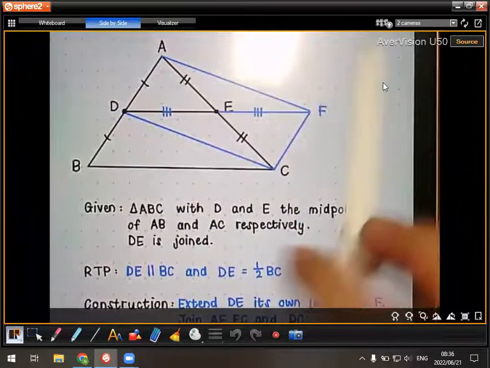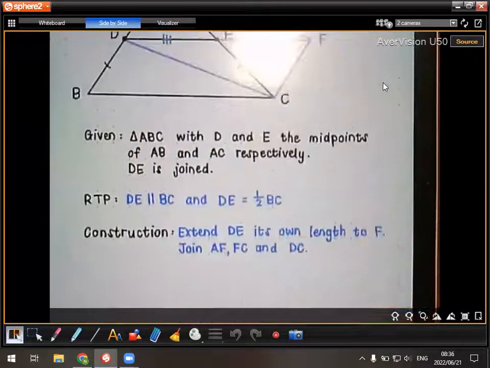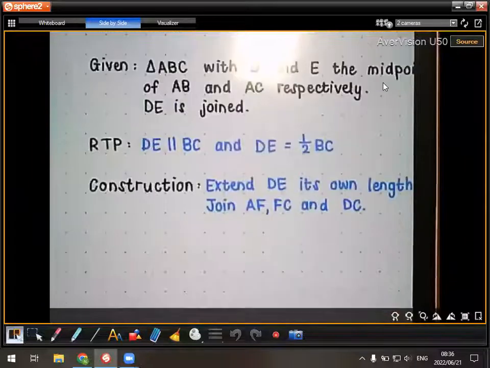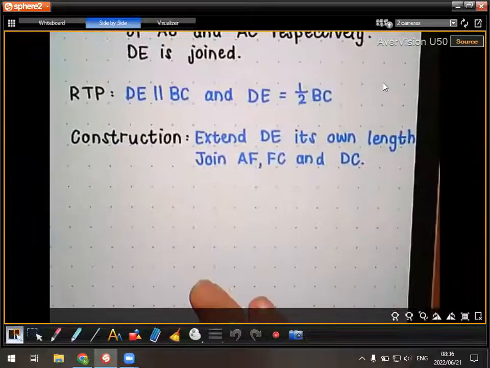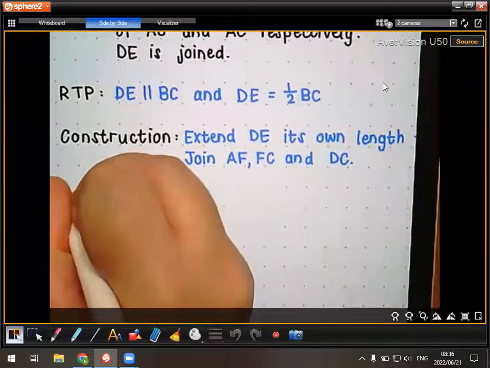Okay, so that's going to be the first part of the proof. So let's just quickly write that in. Running out of space here. That's fine. Okay, so proof.